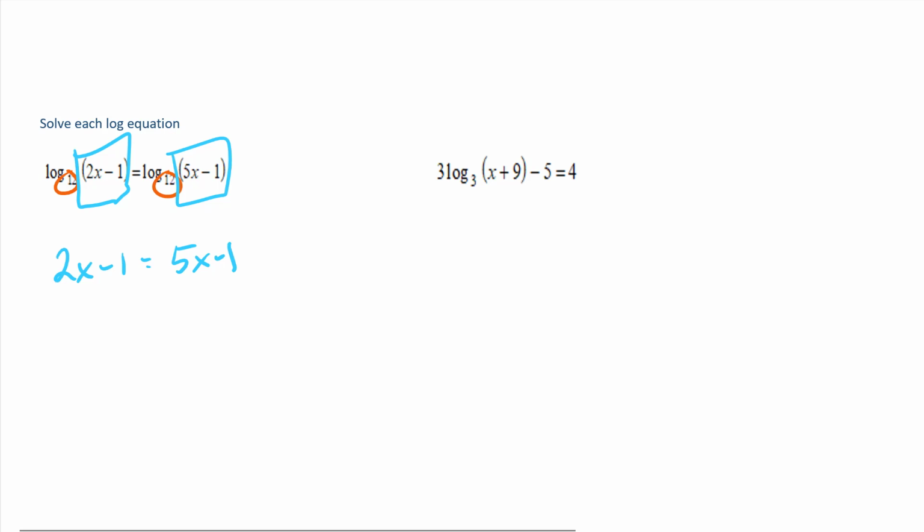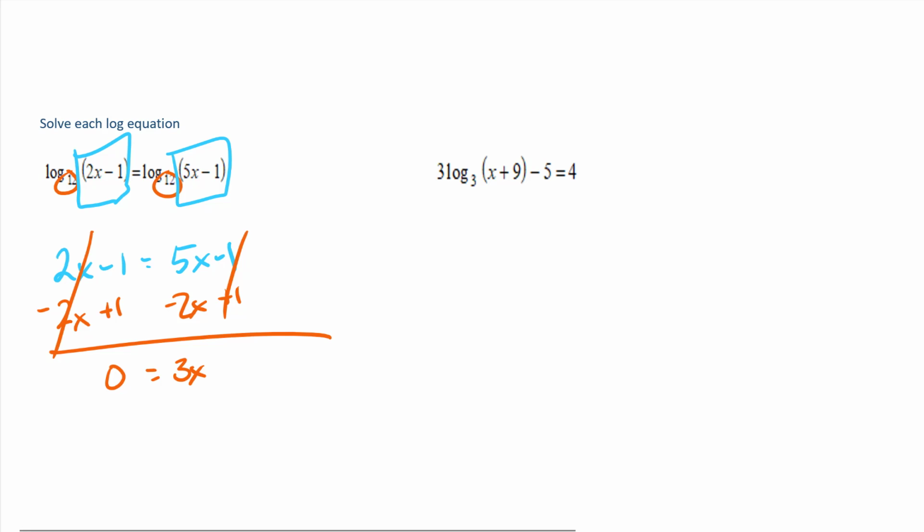So I'm going to move my 2x over to the right-hand side, and I'm going to move my negative 1 to the left-hand side. So those cancel out. Those cancel out. And then I have negative 1 plus 1. Well, that's 0. 5x minus 2x, that's 3x.